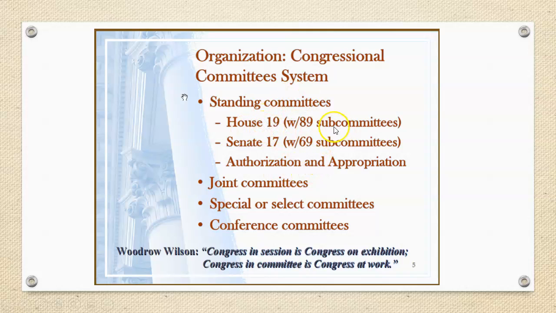The House has 19, and they have 89 subcommittees off of those standing committees. The Senate has 17 with 69 subcommittees. The Appropriation Committee is one of the most powerful ones. In the House of Representatives, the most powerful committee is the Rules Committee. They set all the rules for debate and what bills come up for vote. But the second most powerful is the Appropriation Committee. They appropriate money, so any bill that spends or collects money has to go through that committee. That's a very powerful committee to be on.